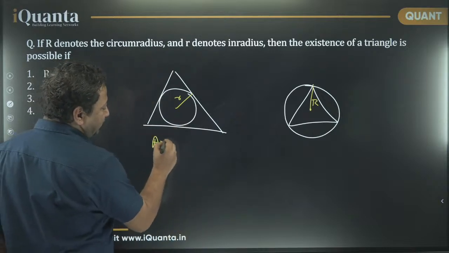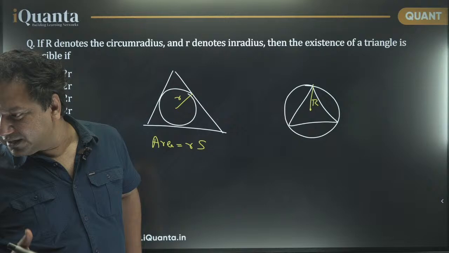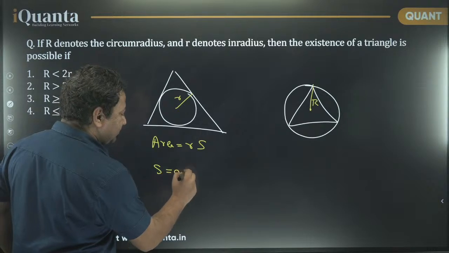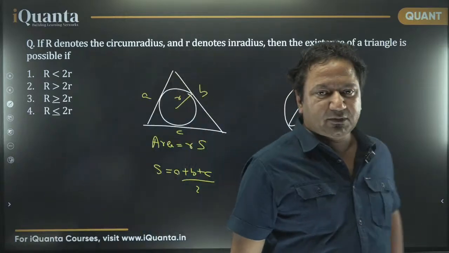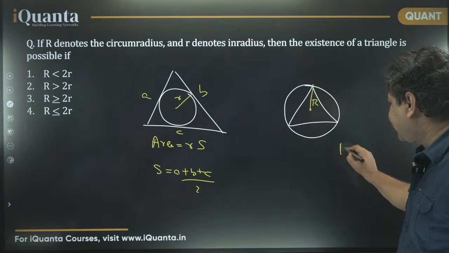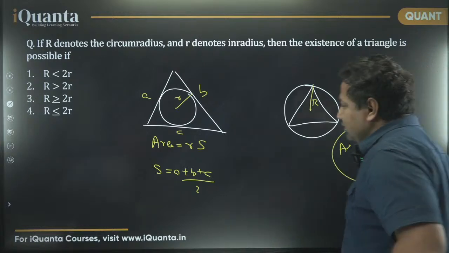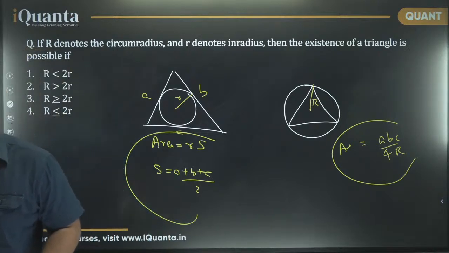So if you want to find the area of a triangle, I can just multiply the inradius with the semi-perimeter. S is the semi-perimeter. Okay, and S is equal to half of the perimeter, where A, B, and C are the sides of the triangle. All right, that is clear to us. Moreover, in terms of circumradius, the area of the triangle would be ABC upon 4R. So note these things. These are important things which we'll be discussing here. All right. I hope that's clear.